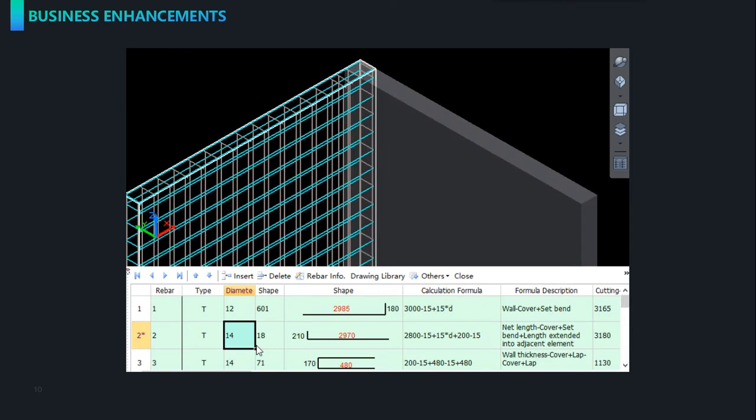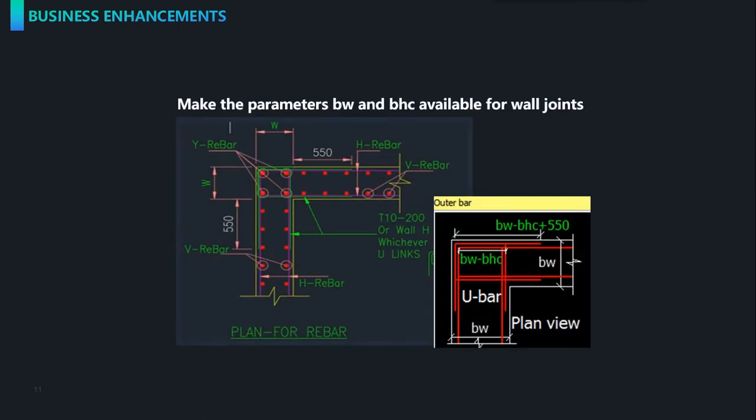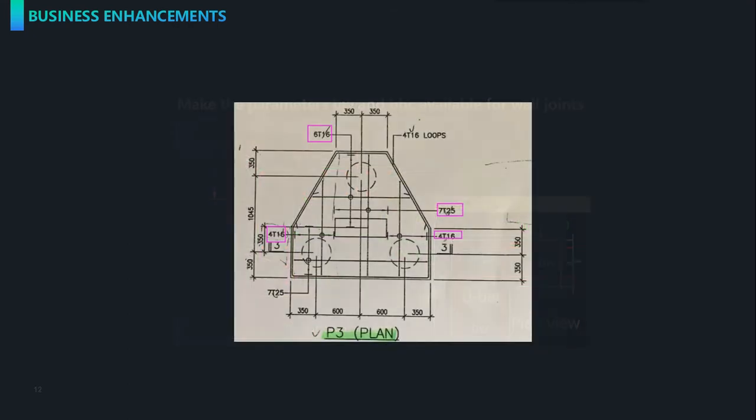The U-bars in multiple wall segments cannot extend into adjacent walls. Now, the U-bar can be extended into adjacent wall segments correctly. For calculation, the parameters BW and BHC are made available for joints.